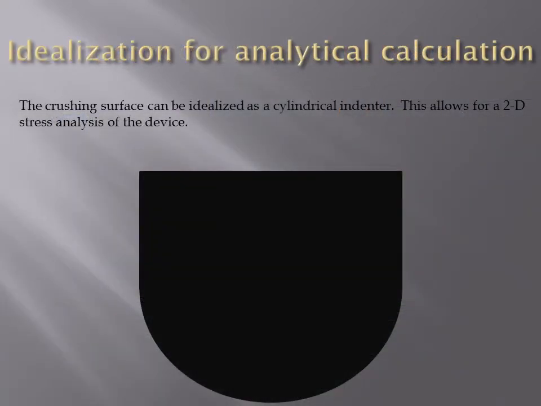With the radius on the edge of the anvil known, the clamping surface can be idealized as a cylindrical indenter. Essentially, the edges are modeled alone, neglecting the middle of the anvil where the stress is known to be equally distributed and of lesser magnitude. A 2D approximation can now be used for analysis.